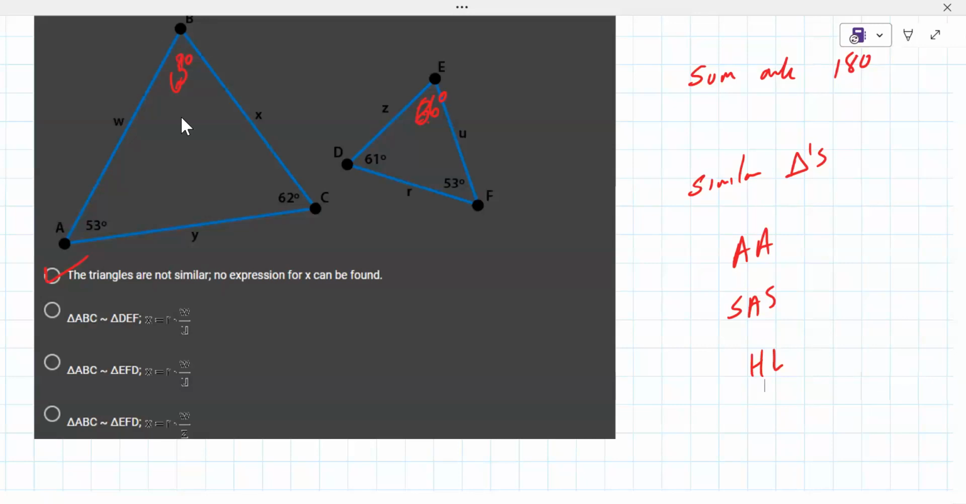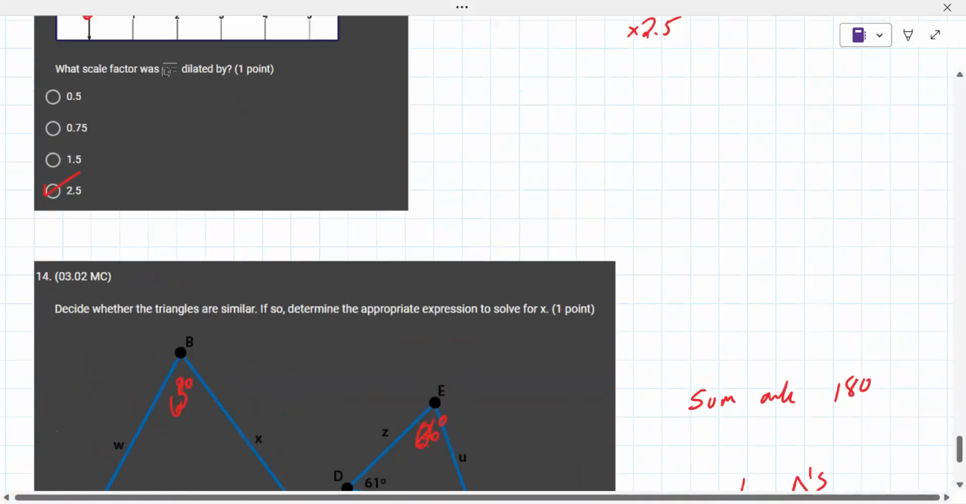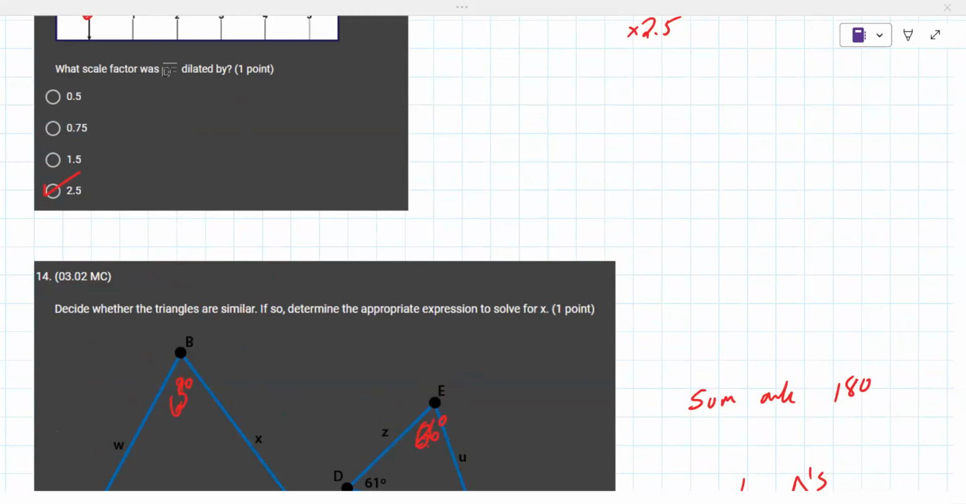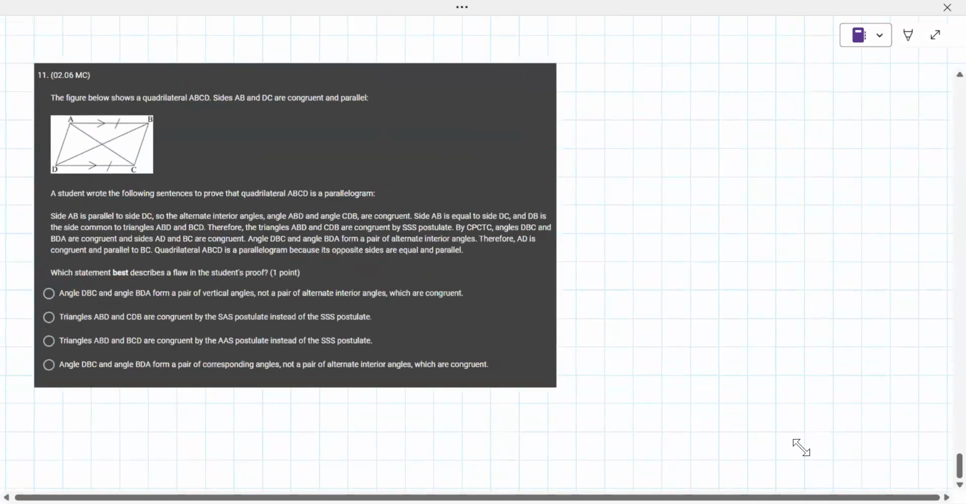Anything else you want to cover today, or can we cut it a little short? There was one more. It was number 11. Okay, let me look. Can you tell me what the problem is? It was the figure below shows a quadrilateral A, B, C, D. Oh, there it is. Okay.